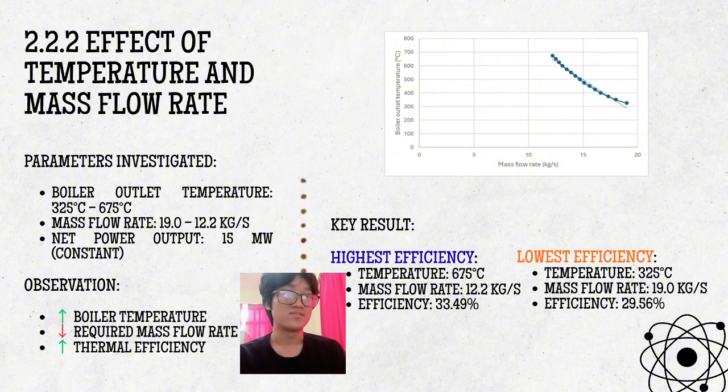Besides reducing the required steam flow rate, increasing the boiler temperature also improved the thermal efficiency. The efficiency increased from 29.56% to 39.49%. So this shows that operating the Rankine cycle at a higher turbine inlet temperature can improve energy conversion performance and therefore reduce the amount of steam required for the same power output.